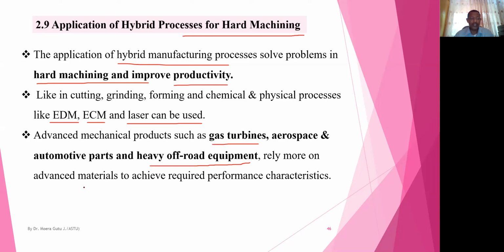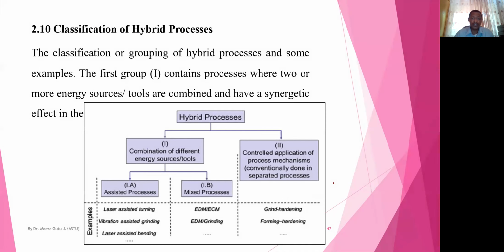They rely more on advanced materials to achieve required performance characteristics. The formation of new materials to meet environmental failure criteria will cause difficulties in machining industries. So the development of new machining techniques or updating existing ones, and investigation of new cutting tools for newly developed workpiece materials, is one challenge in the machining industries.